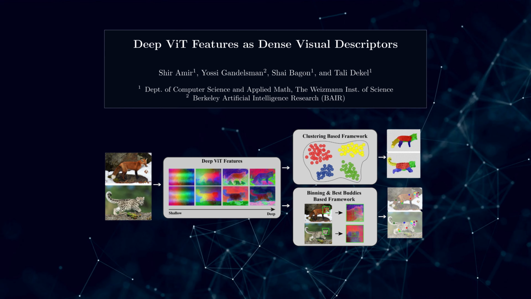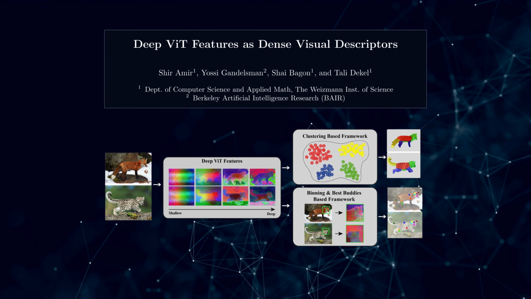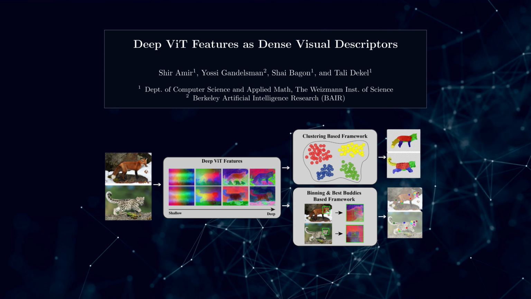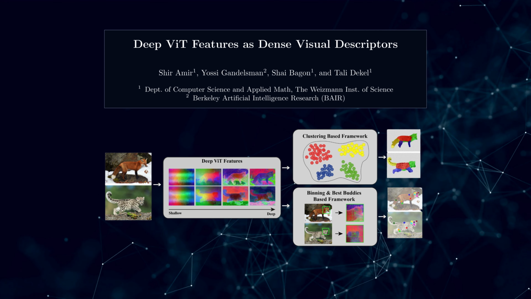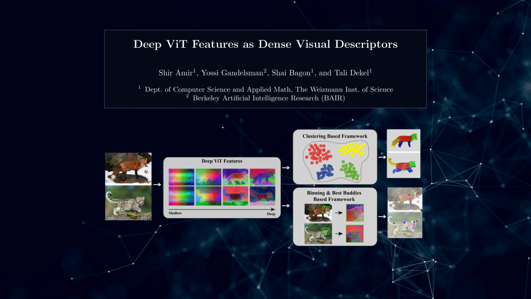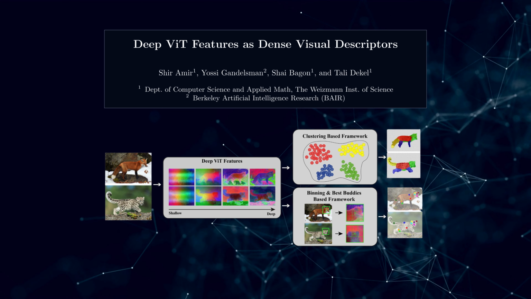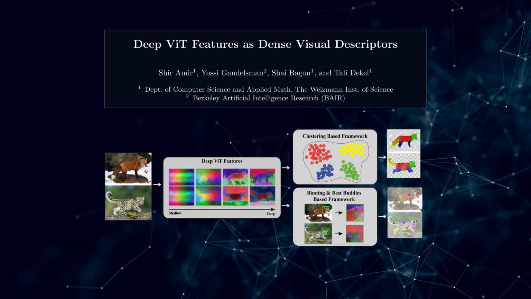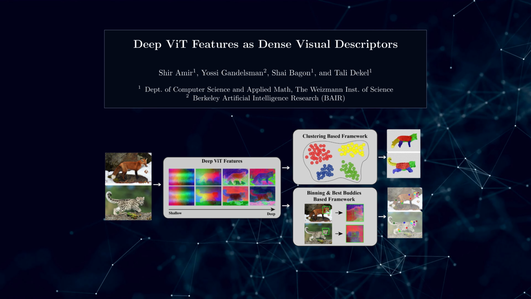Hello everyone. Today we're going to shortly review the paper Deep Vision Transformer Features as Dense Visual Descriptors. This paper studies the use of features extracted from a pre-trained vision transformer as visual descriptors for several applications.